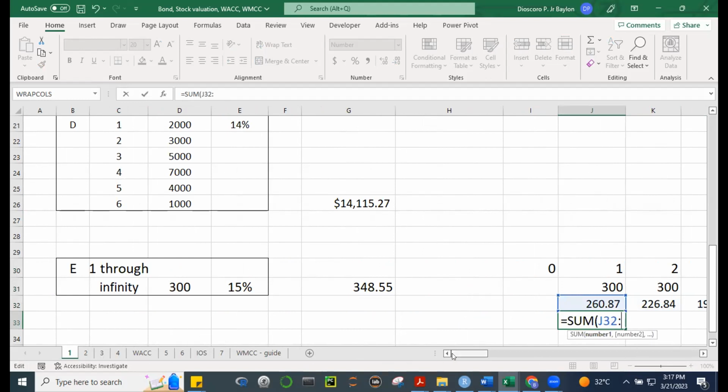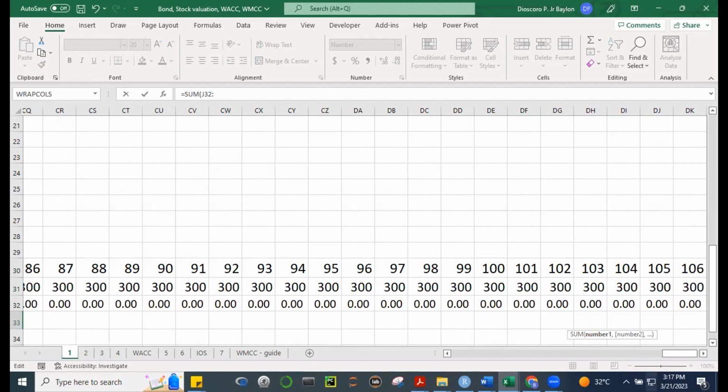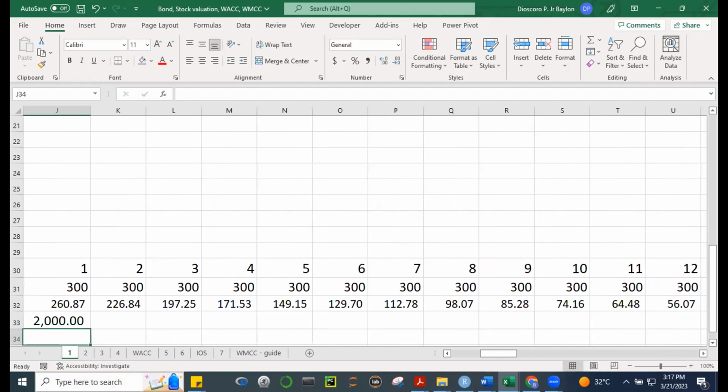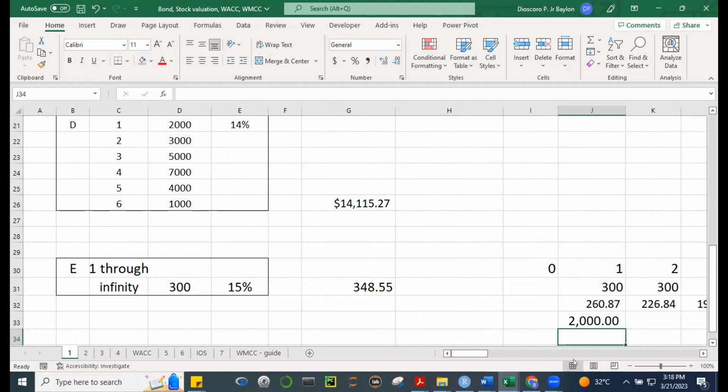Sum hanggang, I just added class, J32 until DK32. So it approximates, it reaches this value of 2,000. Okay, so the equivalent of 300 pesos every year starting next year, the equivalent value is 2,000. Okay, where did we get wrong here?